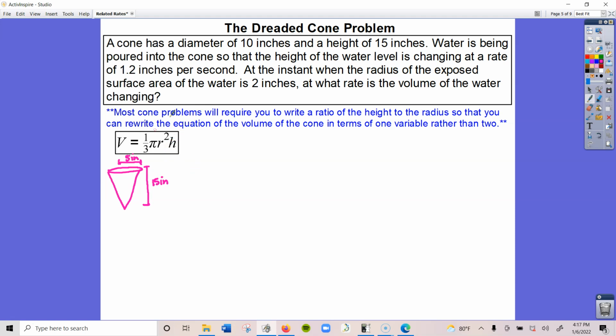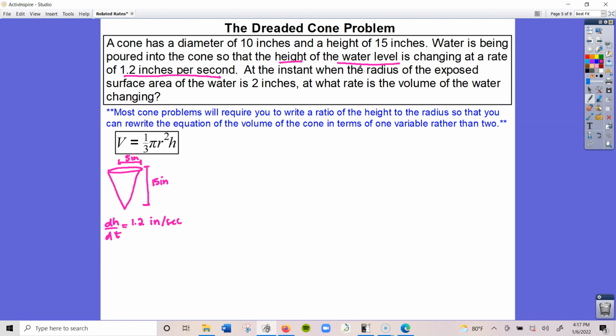Water is being poured into the cone so that the height of the water level is changing at a rate of 1.2 inches per second. This right here, since this is the rate of change of the height of the water level, is dH/dt. And since water is being poured in, the height of the water is going to increase. So this is a positive rate, 1.2 inches per second.